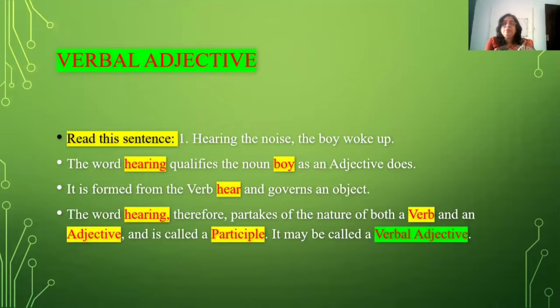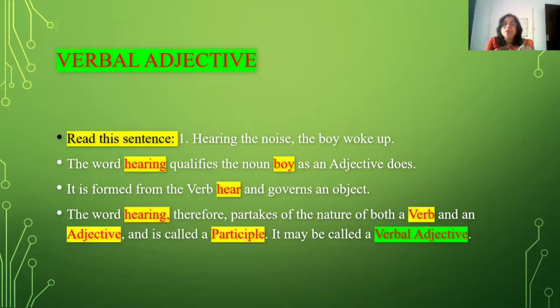Hearing the noise, the boy woke up. The word hearing in this sentence qualifies the noun boy as an adjective does. It is formed from the verb hear and governs an object. So the word hearing therefore partakes of the nature of both a verb and an adjective and is called a participle. It may be called a verbal adjective.